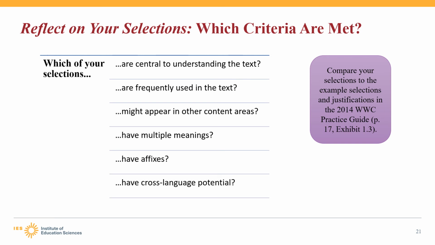Now, the What Works Clearinghouse practice guide that we've been referring to throughout contains example selections, and it gives some justifications for the target words that they selected from this text. So you can compare what you chose and see whether the justifications that you gave are similar to or meaningfully different from the justifications that were given in that practice guide.